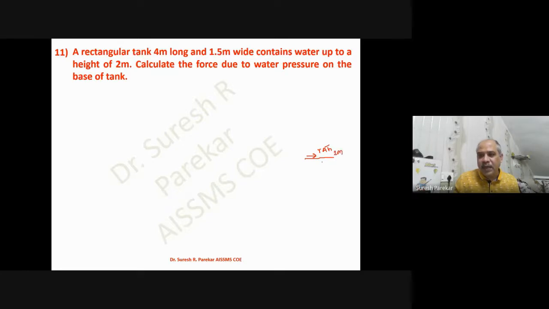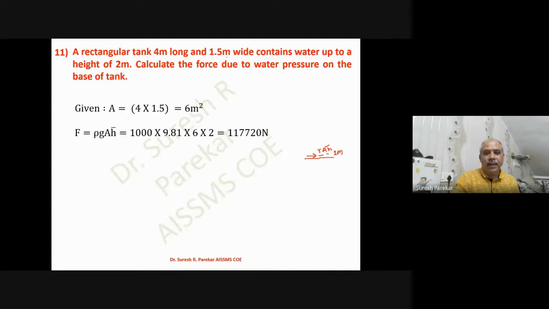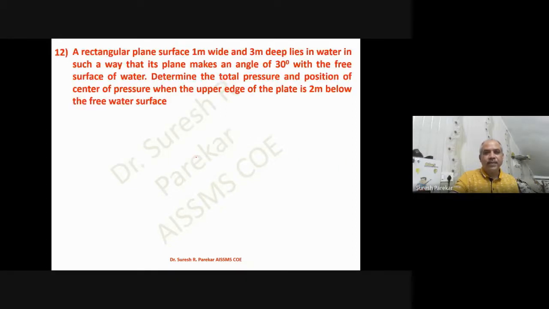Here our force will act. Then gamma we have 9810, and the area of this tank is given as 4 into 1.5. So we have gamma A H bar as 117720 Newton, and this force will act at the base, which is 2 meter from the water surface.